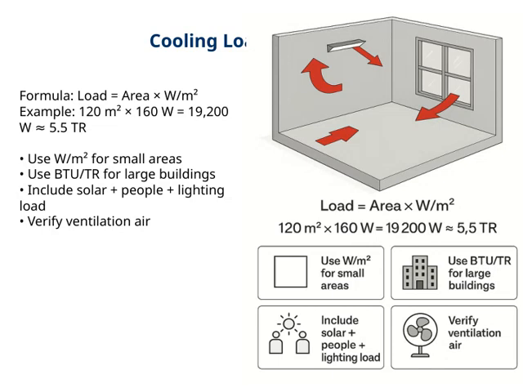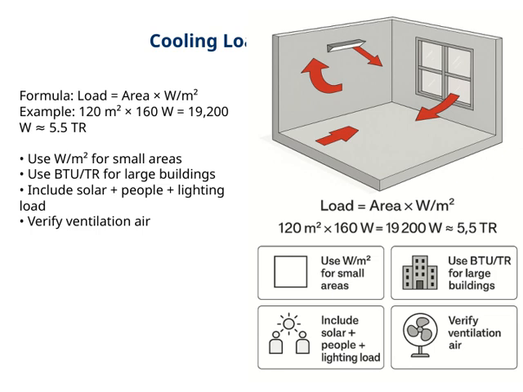Let's talk about how we calculate cooling loads. The basic formula is quite straightforward. Load equals area multiplied by W per square meter. For example, if we have a space that's 120 square meters and the cooling requirement is 160 watts per square meter, then the total load comes out to about 19,200 watts, which is roughly 5.5 tons of refrigeration. It's important to remember that for smaller areas, using watts per square meter makes sense because it's simple and accurate. However, for larger buildings, we often switch to BTU per ton of refrigeration to better match the scale.